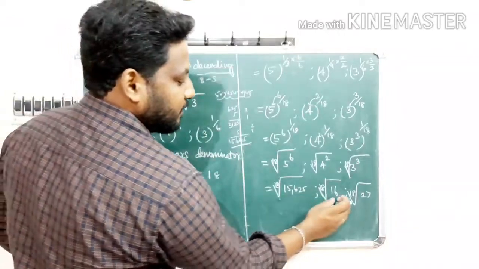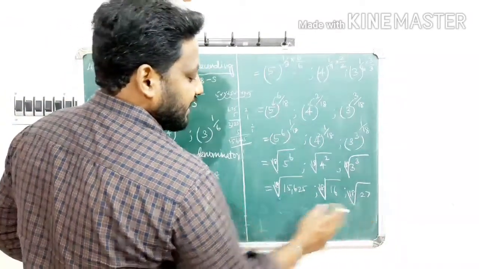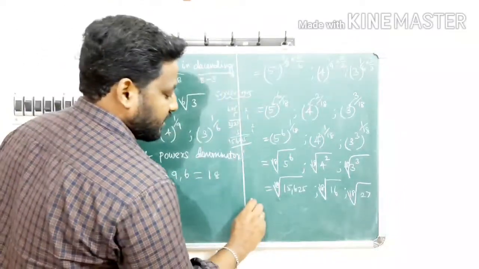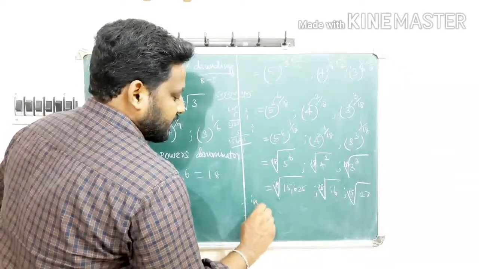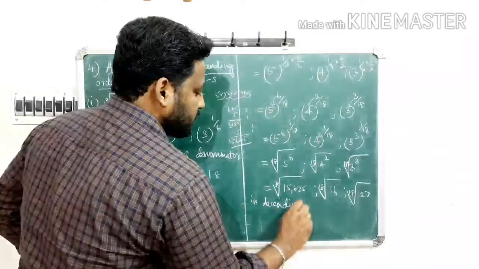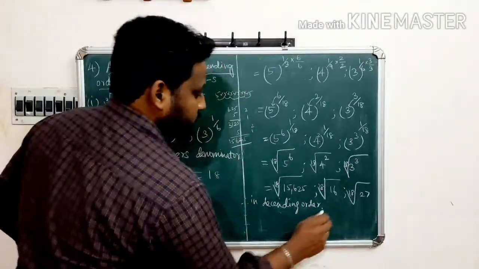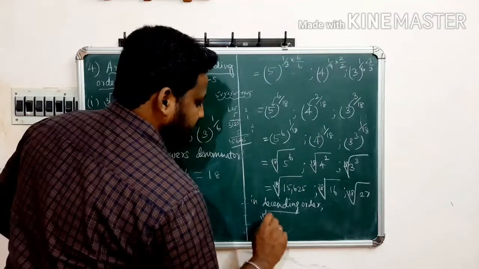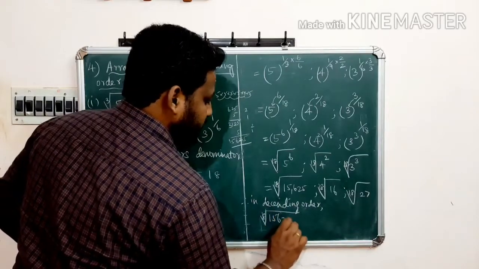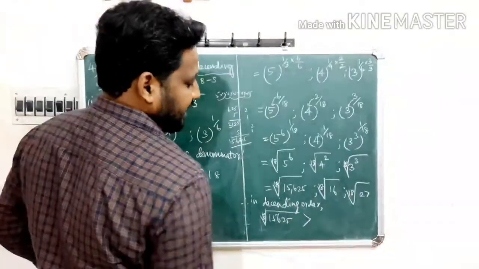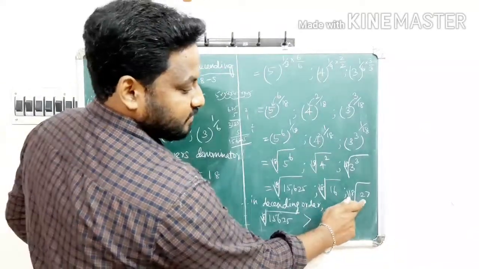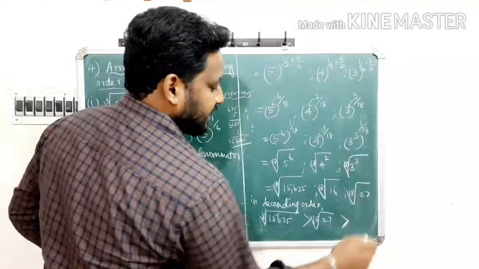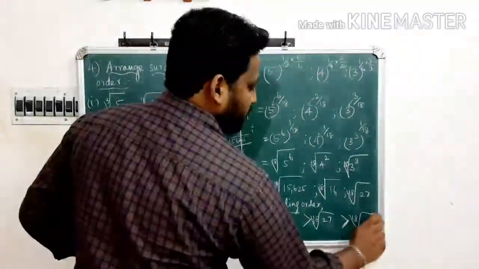So which of the numbers given inside the root is the greatest? 15,625 is the greatest number. So you have to write in descending order. Therefore, in descending order, what is the first number? 18th root of 15,625 is the greatest number, then the next greatest number is 27, that is 18th root of 27, and the next is 18th root of 16.